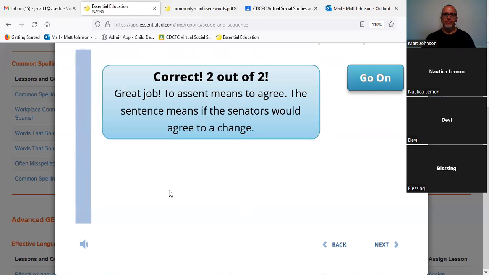Great job. To assent means to agree. The sentence means if the senators would agree to a change. Yeah, we don't hear assent as often. We hear about dissent, right? Disagreement, D-I-S-S-E-N-T, but the same idea between those two words. Dissent, disagree, assent is to agree.